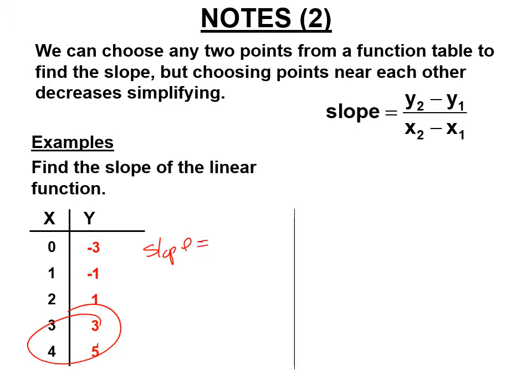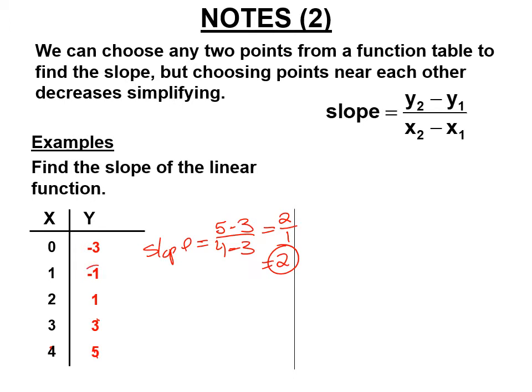So you subtract your y coordinates. You pick 2 y coordinates, I picked 5 and 3. Since I started with 5, I've got to start with 4 here. So that's 4 minus 3. So the slope is 5 minus 3, 2 over 1. We simplify our fraction, the slope is 2. The slope of the linear function that made that table was 2.